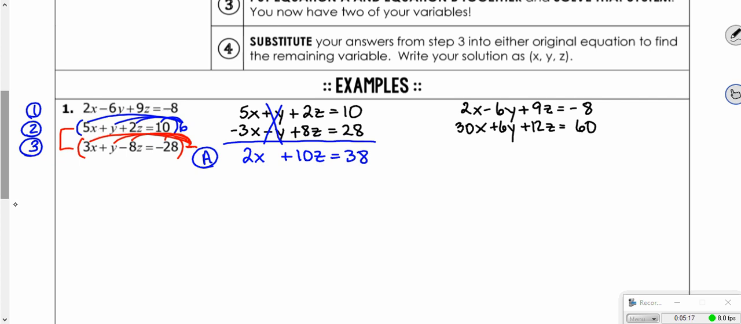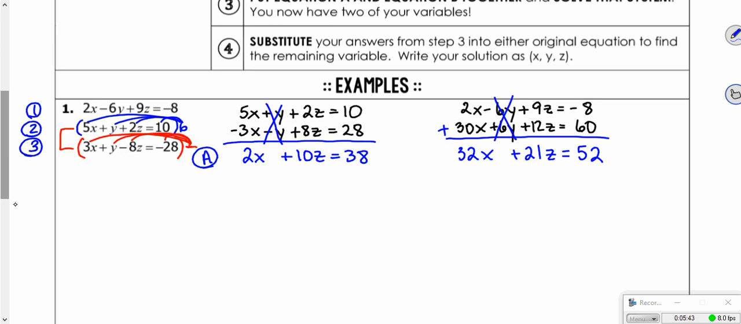Now, when I go to add these together, again, my y's eliminate, negative 6y and positive 6y. So now I have 32x plus 21z, that's beautiful, equals 52.